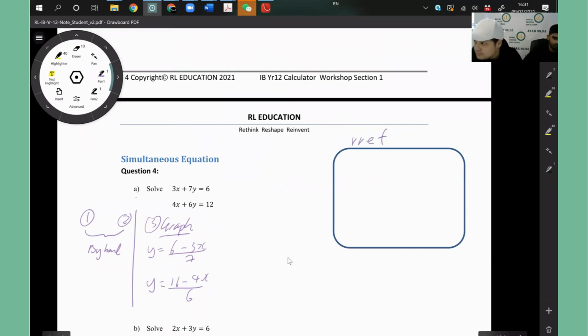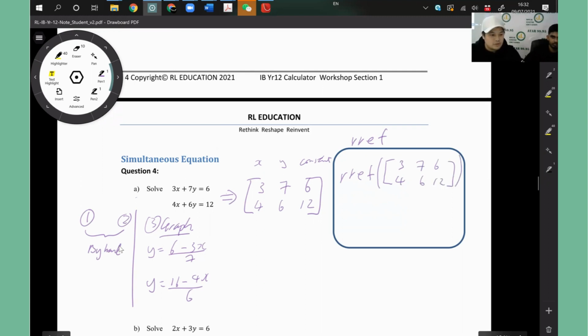RREF requests a matrix form. So you need to convert this into a matrix form first. To do this, you must follow the order x, y, and then constant. Which means if I convert to matrix form, it will be 3, 7, 6. And the next one, x, y, constant: 4, 6, 12. Okay, you got RREF, 3, 7, 6, 4, 6, 12.